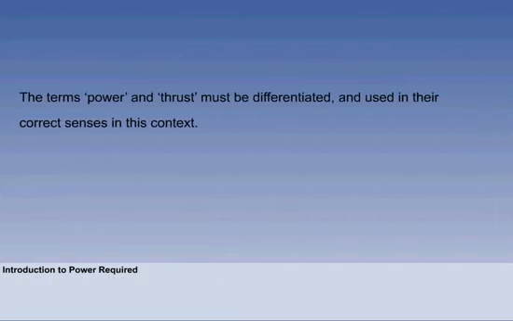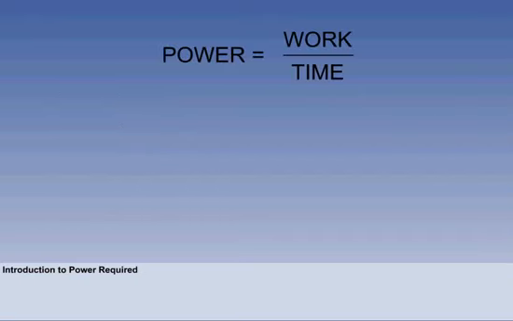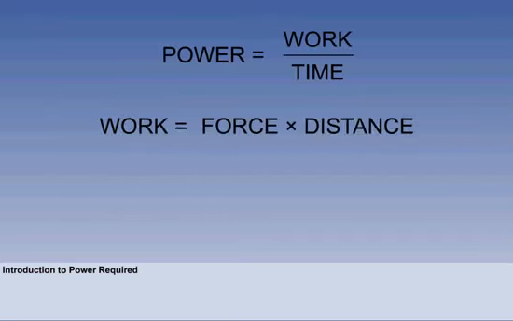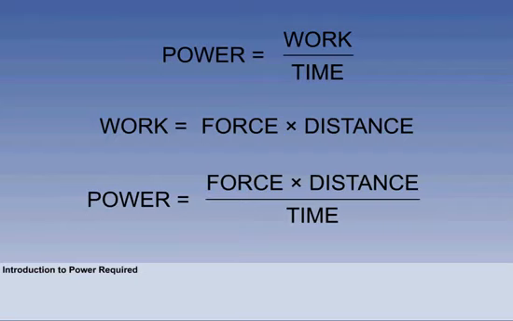Although pilots tend to use the word power when discussing aircraft handling, quite often it is the case that they should be referring to thrust. Thrust is a force, a push or a pull, which opposes drag, but power is a rate of doing work. Power, then, is work over time, and work equals force times distance. So power must be force times distance over time.